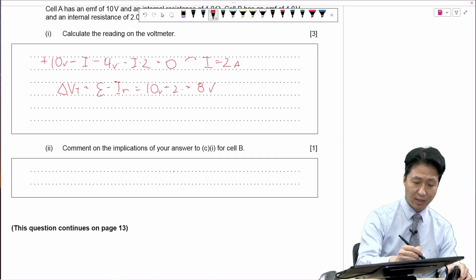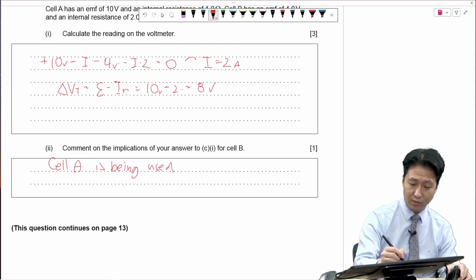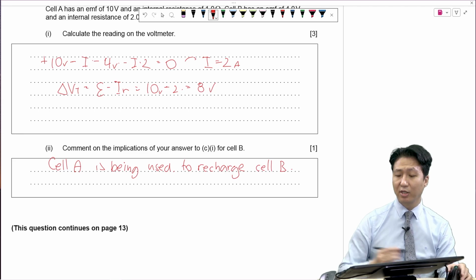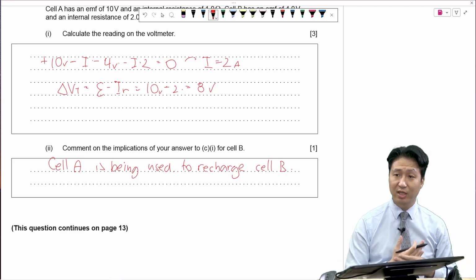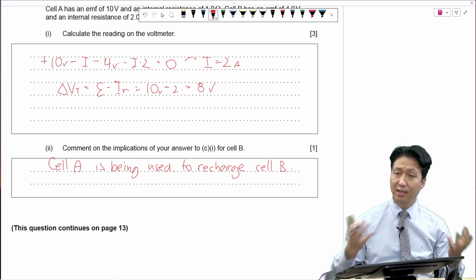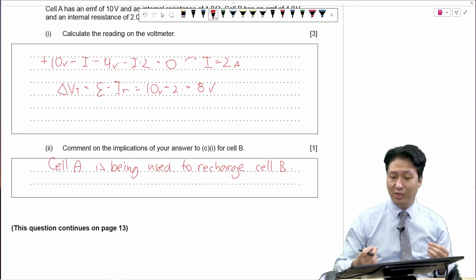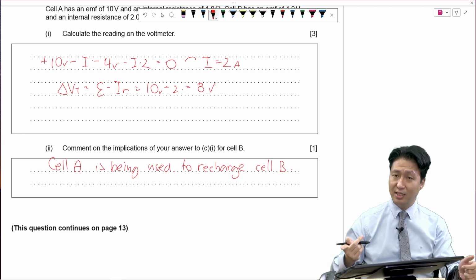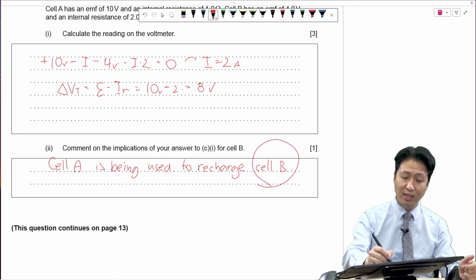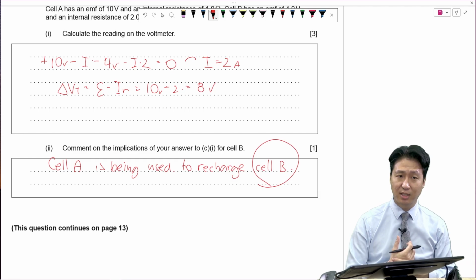So, cell A is being used to recharge cell B. The only difference between cell B and a normal resistor is that the resistors normally would use that EMF and current and just convert the energy into heat or thermal energy, while cell B gets that energy and just stores it.